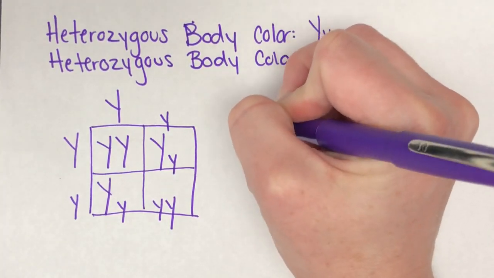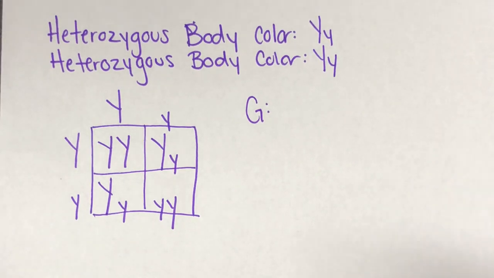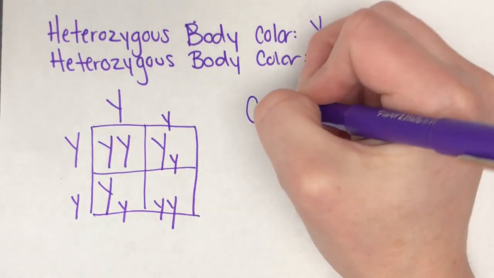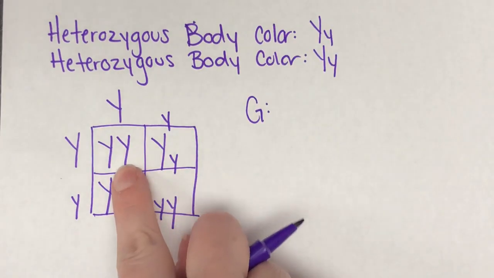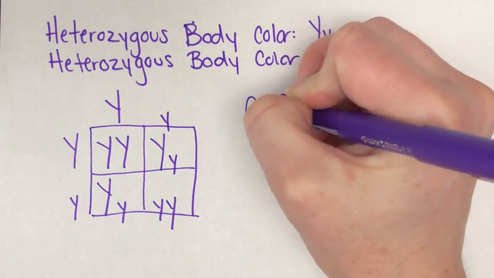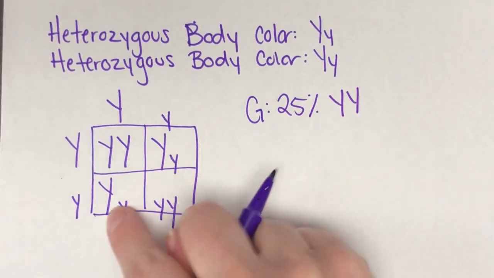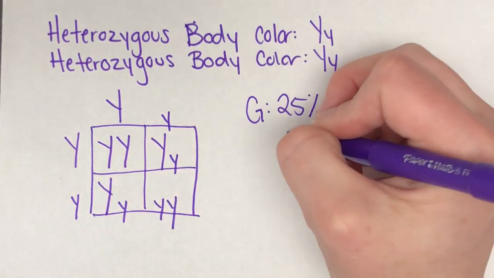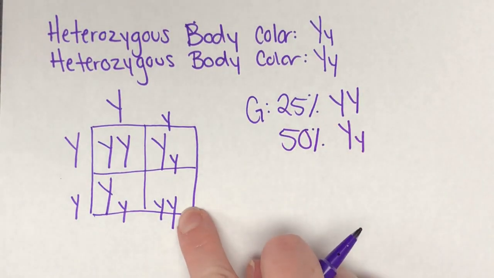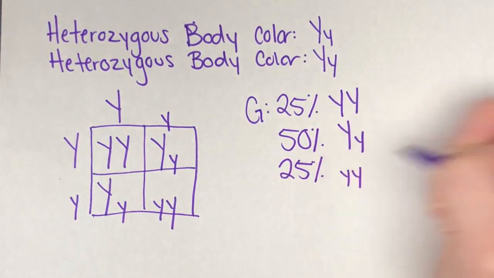Okay, so again, let's talk about the genotypes. Notice, this one was different than any of the other ones we've done so far. This has all 3 genotypes in the box. So we have 25%, one box is big Y, big Y. So 25% chance of getting big Y, big Y. 50% chance, because we have 2 boxes each with big Y, little y. And then a 25% chance of little y, little y.